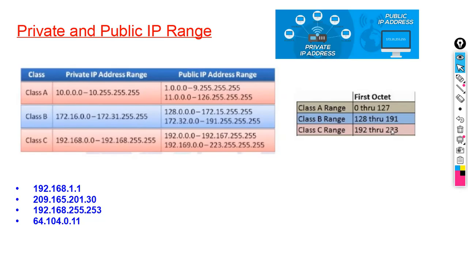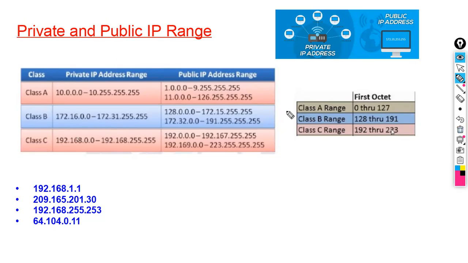Now guys, you might be wondering, with the help of a private IP address, we cannot access the internet directly. We need the public IP address. Now, how will you get the private IP address? From where will you get the public IP address? We need to understand how to recognize the private IP address and how to recognize the public IP address.